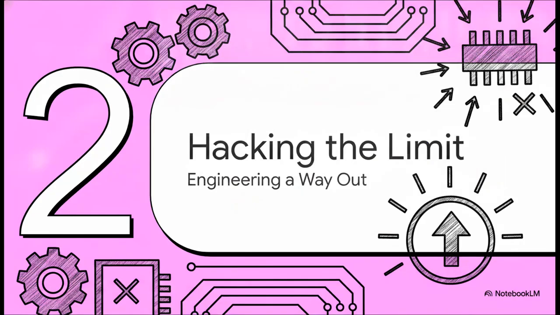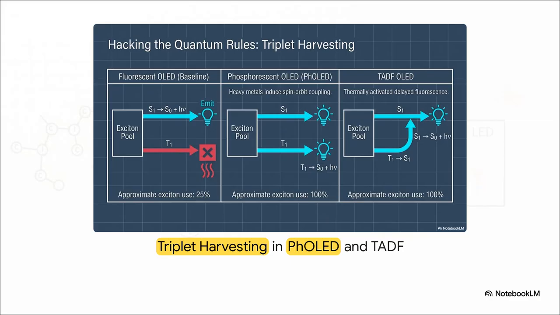Which leads us straight into part 2, hacking the 25% limit. Because, let's be real, device engineers weren't just going to sit back and accept a 75% energy loss. So how do you cheat quantum math?